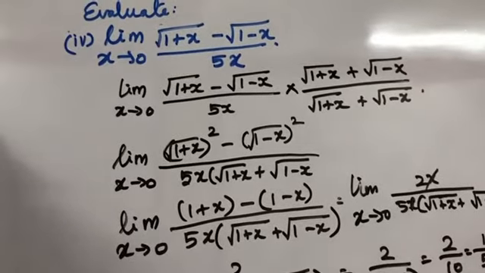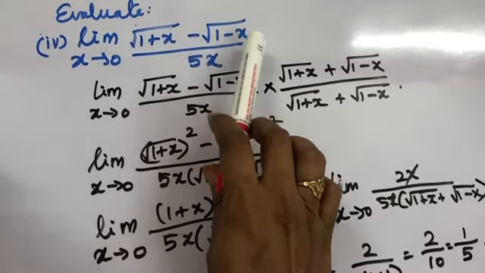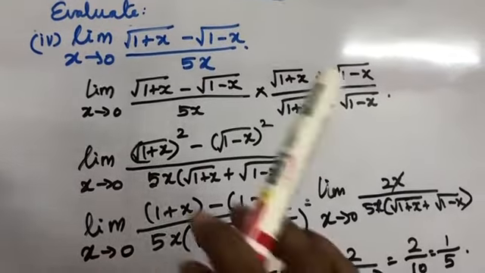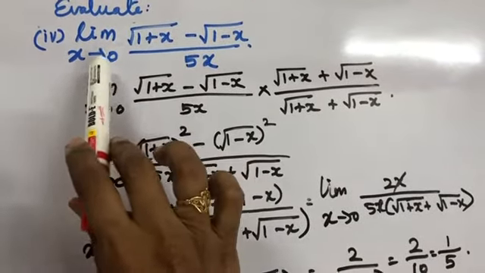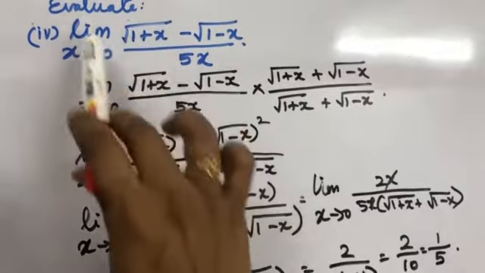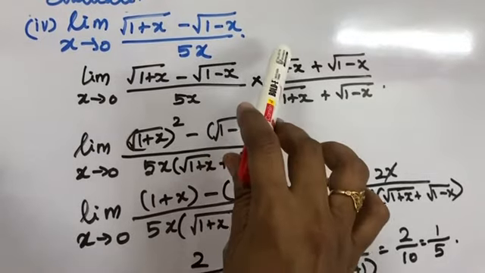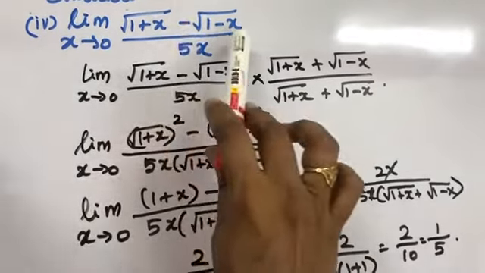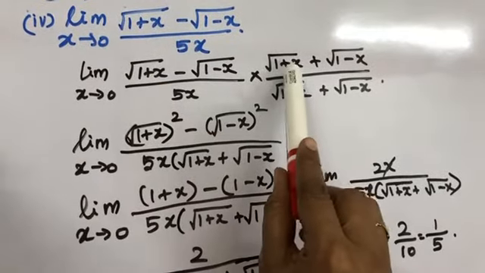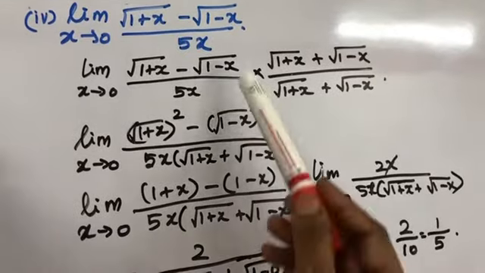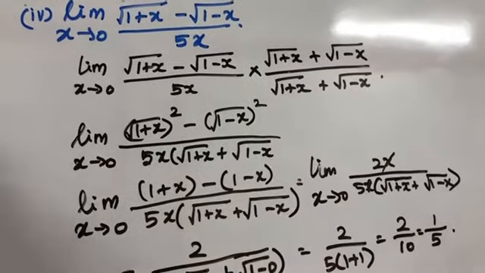Evaluate. Limit x tends to 0, square root of 1 plus x minus square root of 1 minus x divided by 5x. So, here if I substitute 0 directly, then the numerator will become 0, isn't it? So, I am going to multiply the numerator and denominator by its conjugate. The conjugate of this numerator is square root of 1 plus x plus square root of 1 minus x. So I am multiplying the numerator and denominator by its conjugate.